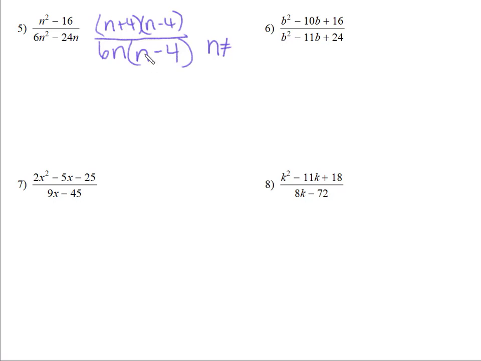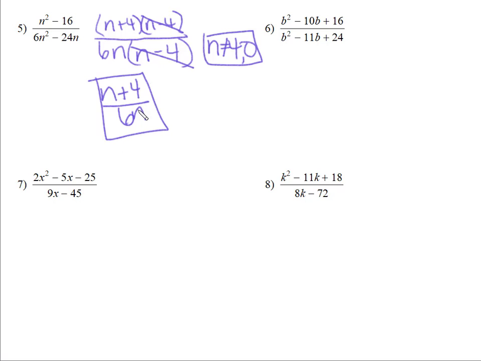So the values we need to exclude are positive 4 from this factor and 0 from this n. Okay, so there's my restrictions. n cannot equal 4 or 0. I notice we have a common factor of n minus 4 we can cancel, and I end up with n plus 4 over 6n. Remember, again, I cannot cancel those n's out. There's addition or subtraction here.